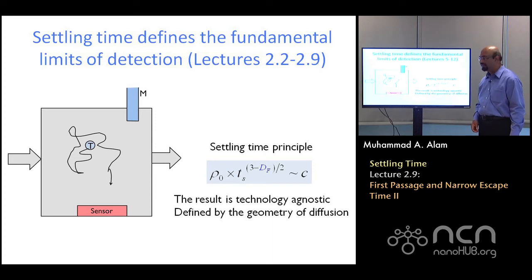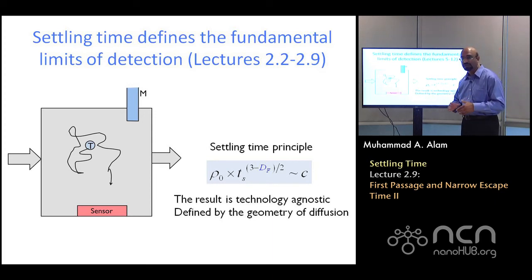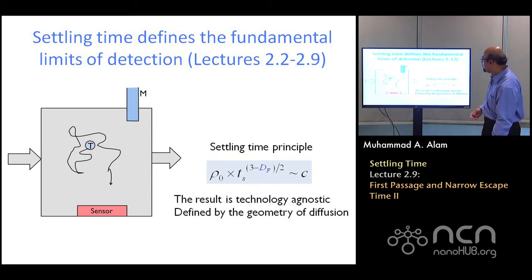Rho naught is the analyte density, and it is governed by the shape of the sensor, not the surface to volume ratio, not electrostatics, but simply how a molecule randomly walking around in the environment eventually finds its target, which is the sensor. And that relationship is fundamental and technology agnostic. It doesn't matter whether you are thinking about amperometric sensors, potentiometric sensors, or cantilever-based sensors, or any other sensors that you are individually working on.